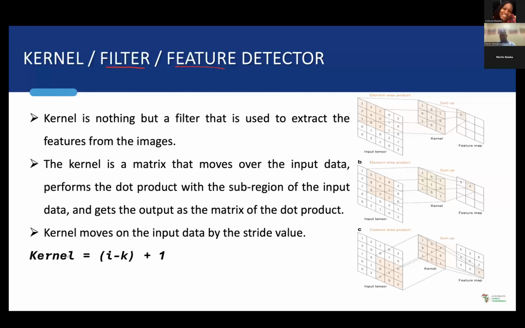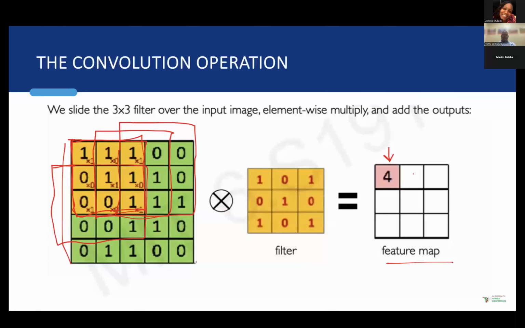But there is a formula that can help you. For example, if this is my input image of 5x5, and I'm applying a filter of 3x3, I need to know the size of the output. So there is a formula that you can use. It is given by I, meaning your input size, minus K, representing the size of the filter, plus 1.